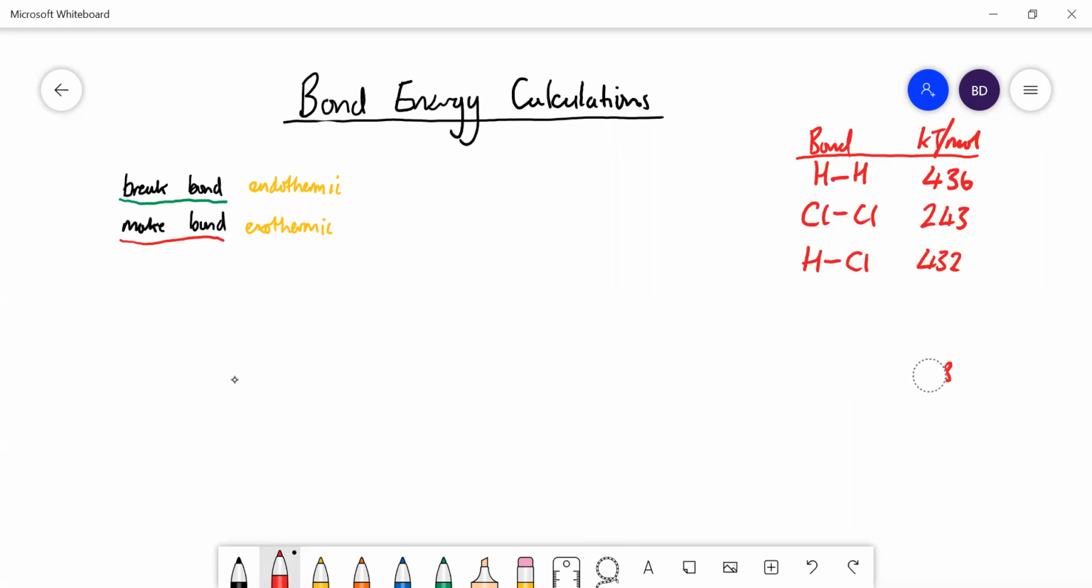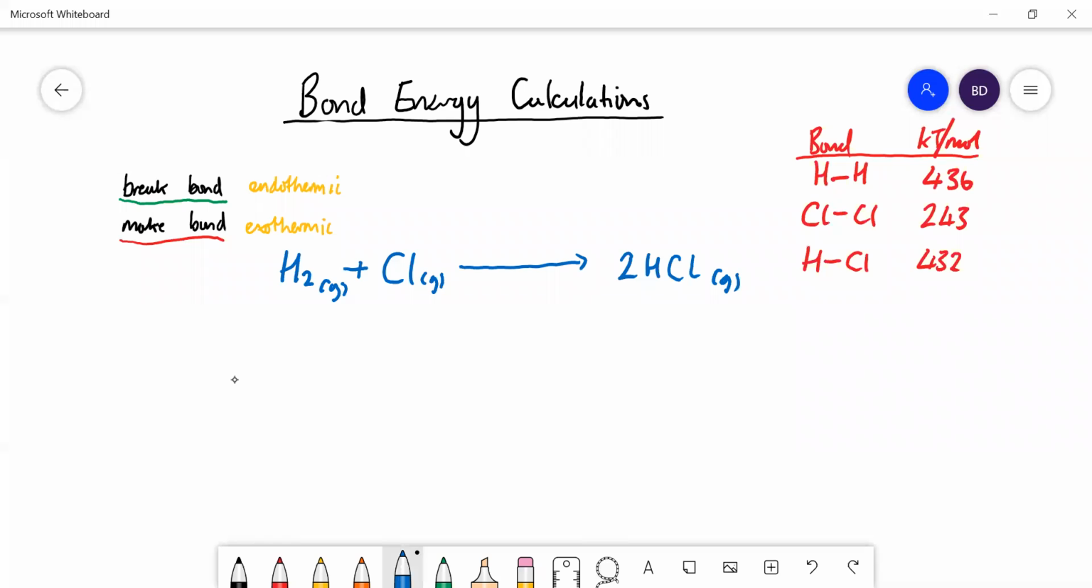Okay, so let's use these bond energy values to work out the energy change for a chemical reaction. So if we have hydrogen gas reacting with chlorine gas, it will form hydrogen chloride. We don't call it hydrochloric acid till it's dissolved in water. So it's called covalent hydrogen chloride gas. Sorry, that should be Cl2.